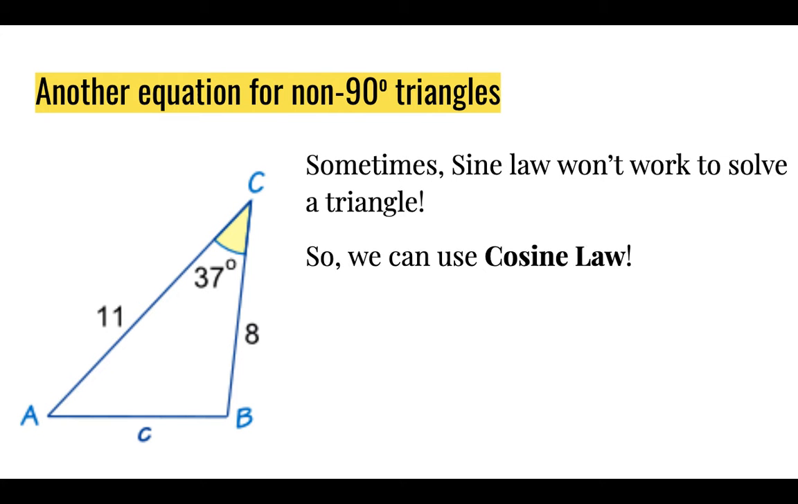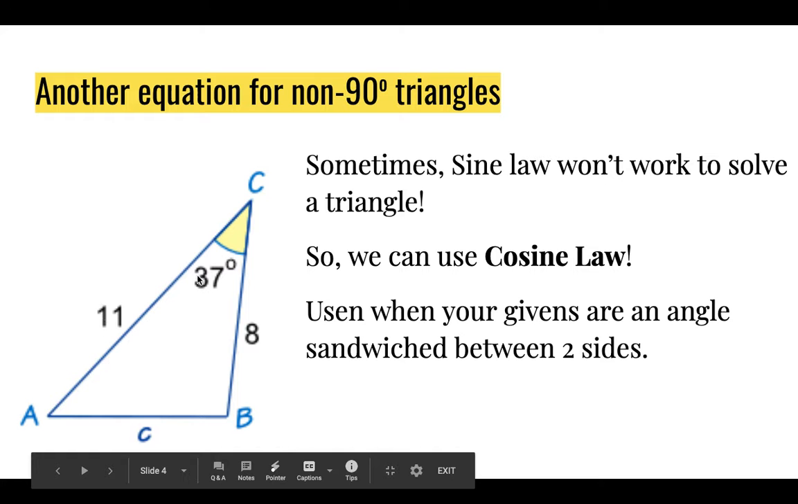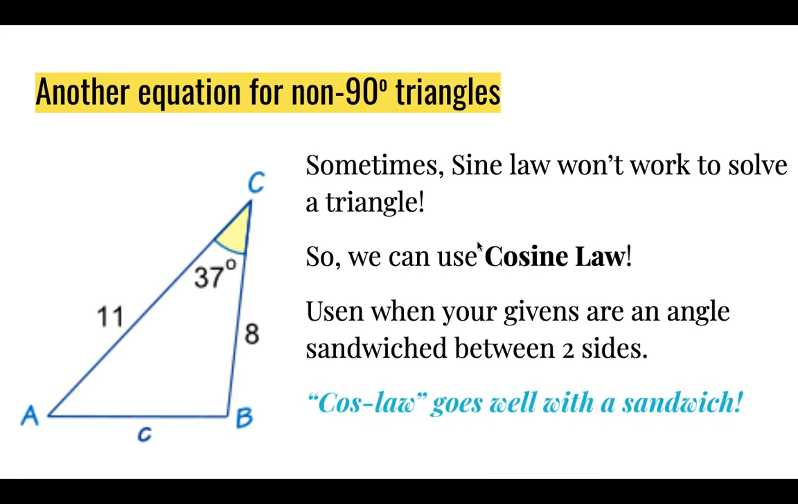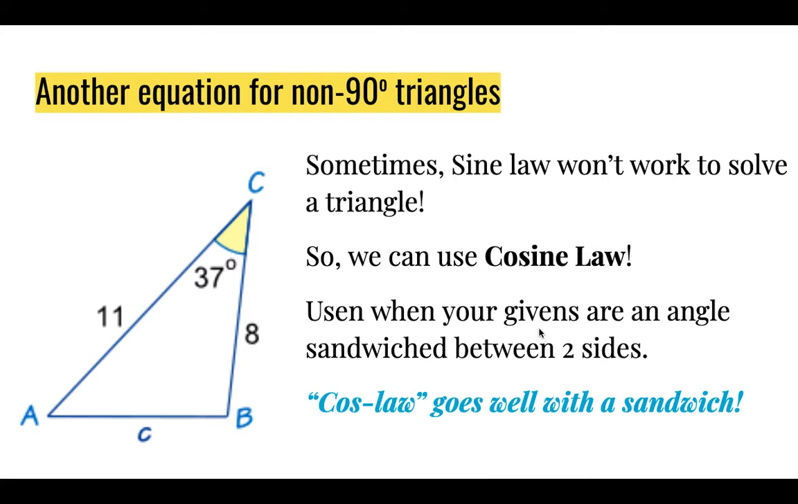So we can use the cosine law in this instance, and you're going to use this in a couple different situations. The first situation is when you have an angle sandwiched between two sides. You have a side and then an angle and then another side. And the way I like to remember this is coleslaw, so cosine law, goes well with the sandwich. If you don't know what coleslaw is, it's a type of salad that often is served with sandwiches in restaurants in North America. So if you've never had it, you should give it a go.